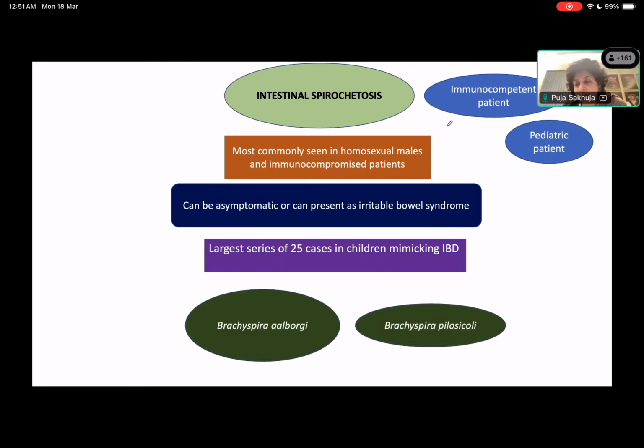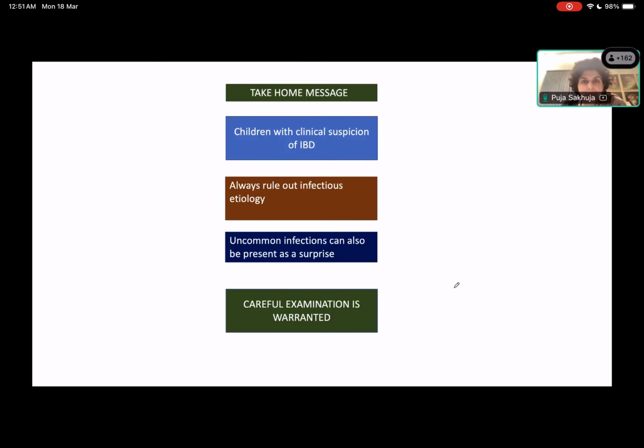It's very rare in an immunocompetent patient. But what is important is that they can present with the same sort of features as irritable bowel syndrome, but that is usually in adults, or in children mimicking IBD, inflammatory bowel disease. So it is known that they can present as inflammatory bowel disease in children and as irritable bowel syndrome in adults. So for this case, the take-home message is that in children with a clinical suspicion of IBD, always rule out an infectious etiology. And of course, uncommon infections can be a surprise.